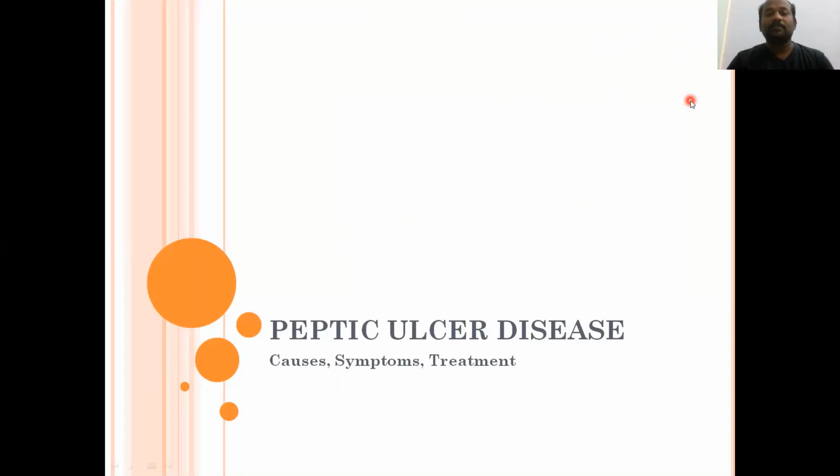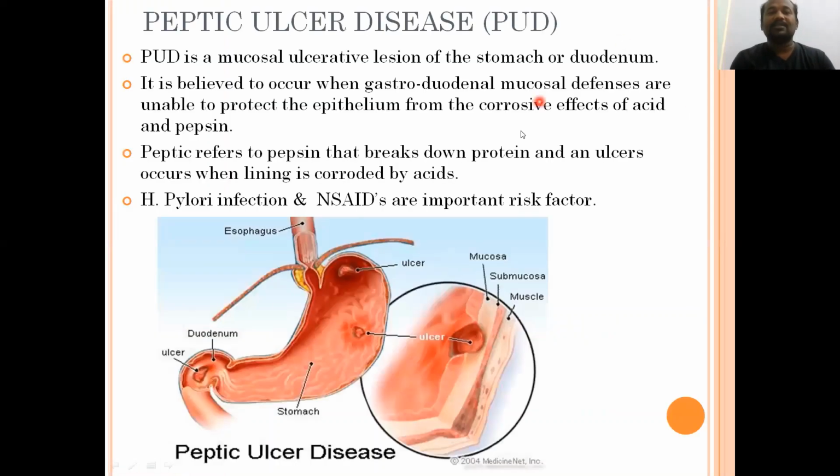I would like to explain peptic ulcer disease and its causes, symptoms, and treatment. Peptic ulcer disease is a mucosal ulcerative lesion of the stomach and duodenum. So, the mucous layer gets a wound or hole or lesion in the stomach and duodenum part. If the ulcer is formed in the stomach, it is called a gastric ulcer. If it is formed in the duodenum, it's called a duodenal ulcer.